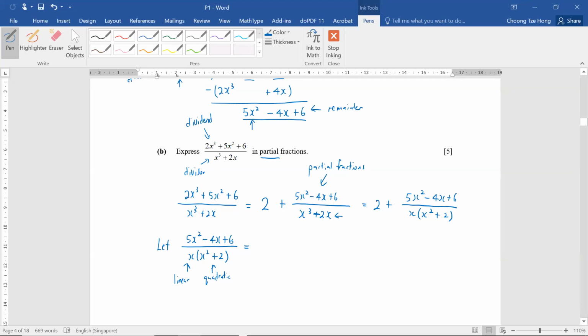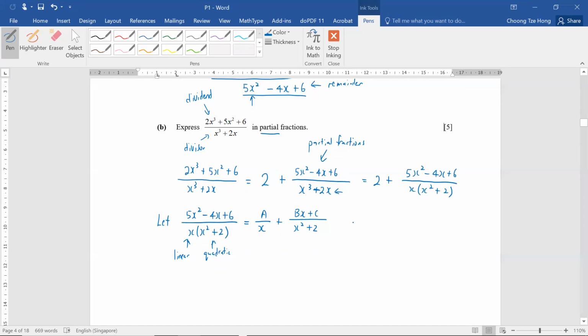a quadratic factor. If you recall from the partial fraction questions that you have done in the past, if it's a linear factor, then it will be broken up simply to be A over x. If this is a quadratic factor that can't be factorized, it will be (Bx + C) over x² + 2. Now we are going to find A, B, and C. So we're going to multiply throughout by the denominator.